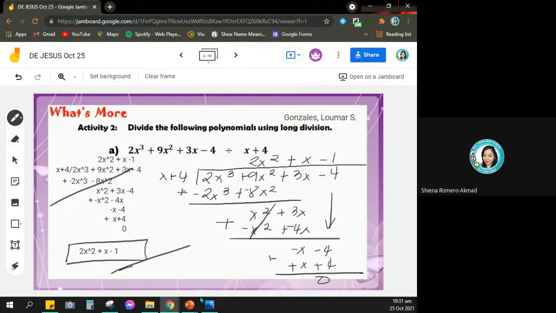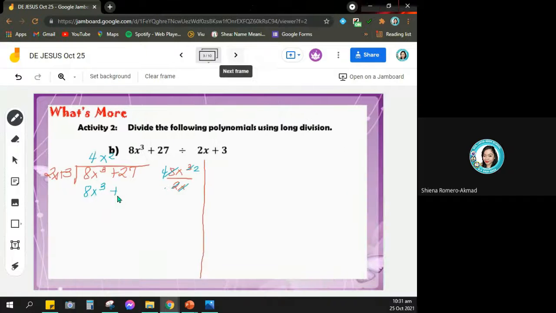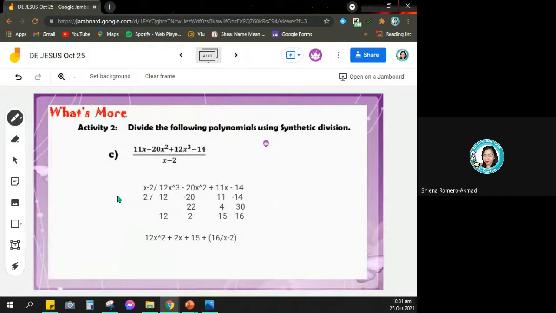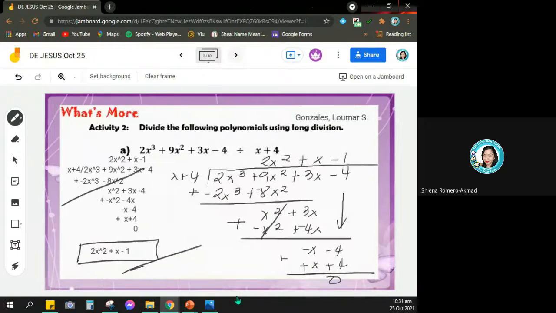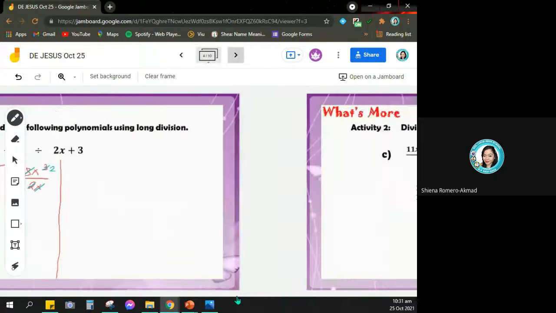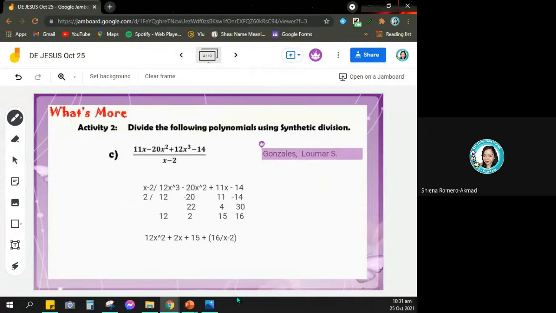Mas nag-enjoy, parang mas nag-enjoy si Lumar sa long division. Tama ba ako? Tama ba pagkakaintindi ko? Mas nag-enjoy kayo sa long division. Ako din mas gusto ko rin long division. Pero syempre, madali naman yung short. 'Di ba? Yung synthetic. So, i-try natin. O si Lumar ulit. Tama ba? Si Lumar ba yung kanina? And si Lumar din yung ngayon. Ang daming ano sa akin ito, recitation.